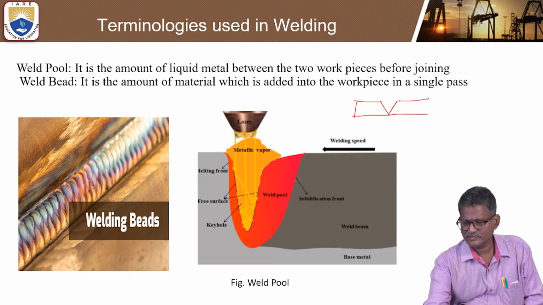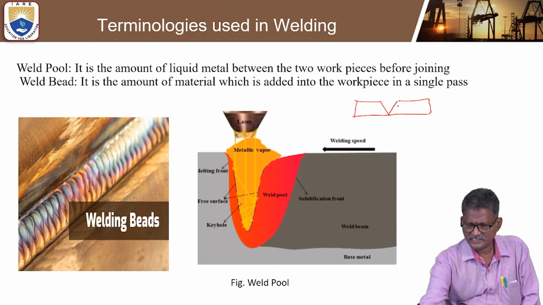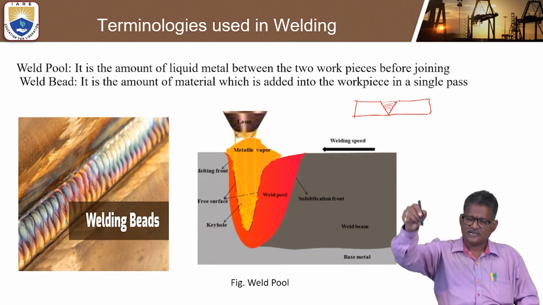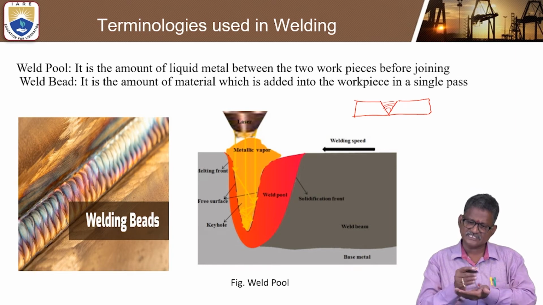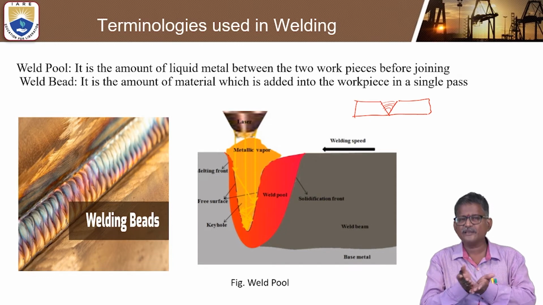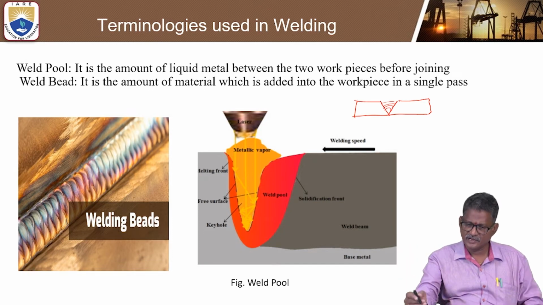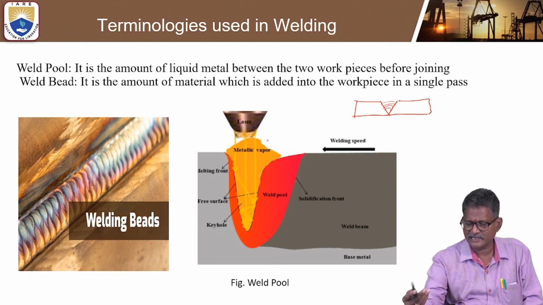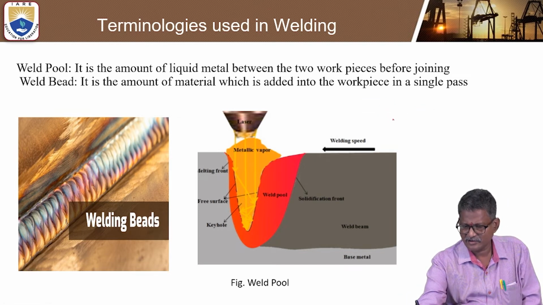For example, there are two pieces. In the front view, this is the area you fill in a single pass at a time with the filler rod by the welder. That is the amount of material added into the workpiece in a single pass. One pass and two passes can also be done in parallel, in one direction and other directions. If this is drawn in a three-dimensional figure, you can see the two metals like this.